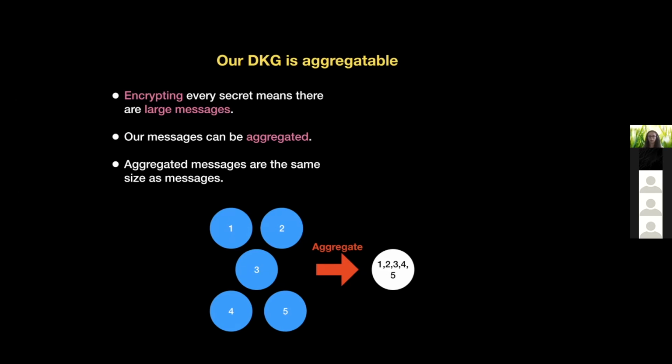With our setup though, we don't actually need it such that everybody needs to see everybody else's decryption in order to be able to recover their share, because our messages can be aggregated. So if one party sends me a share M1 and another party sends me a share M2, I only actually need one DKG transcript in order to recover M1 plus M2, which is the value that I'm actually interested in.